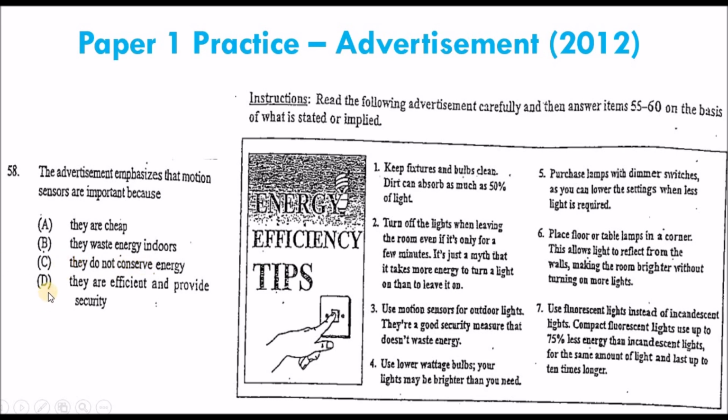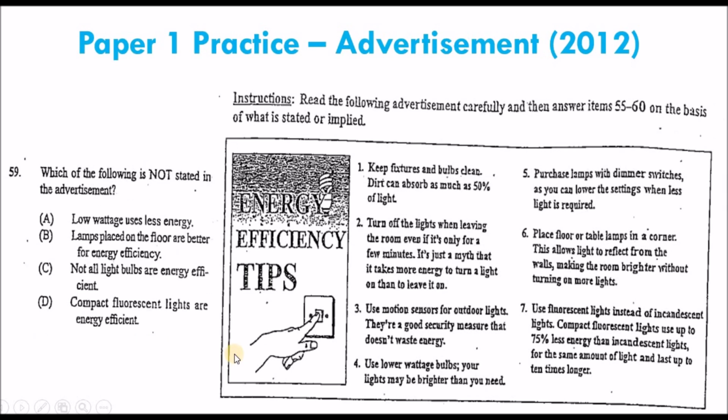And just to double check, we're looking at they are efficient and provide security. They are good security measures, providing security that doesn't waste energy. They are efficient. So the answer is D. You are correct. 59. Which of the following is not, emphasis on the not, stated in the advertisement? So you're looking for the one that is the odd one out, right? And in this case, let's just look.